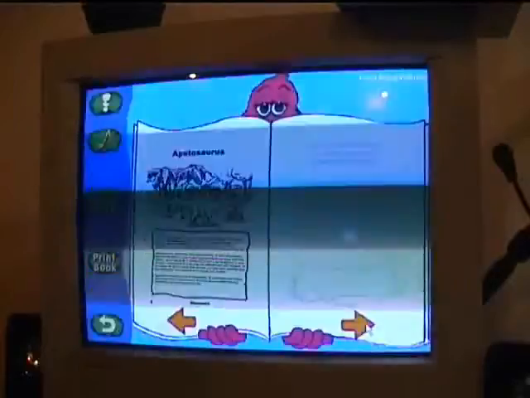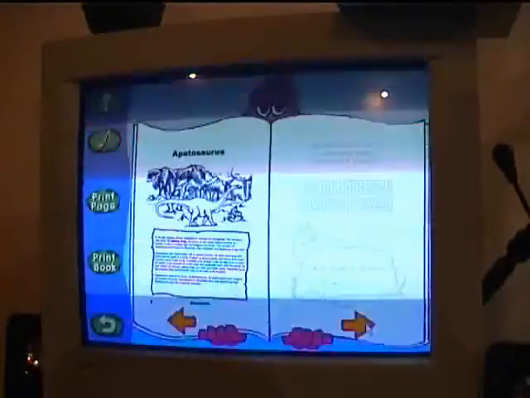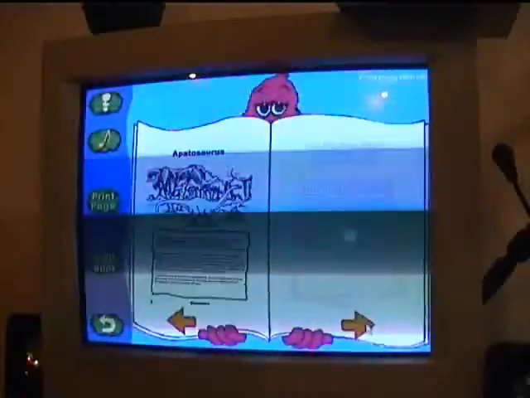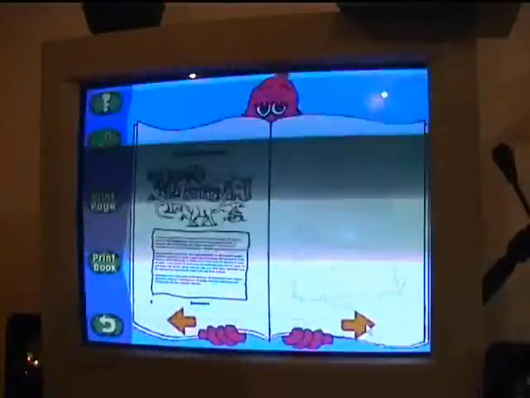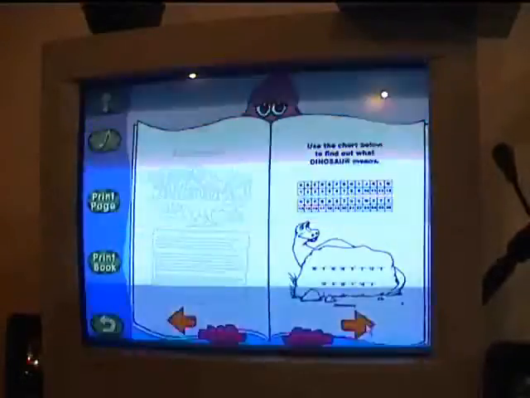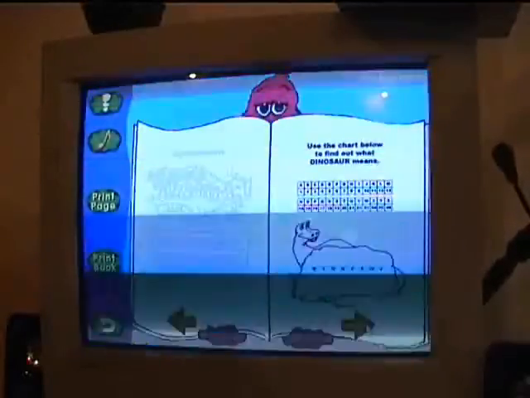Apatosaurus used to be known as Brontosaurus. Its fossil bones were mingled with another dinosaur, Camarasaurus. Scientists have now determined that Brontosaurus was not a separate dinosaur. Page 7. Use the chart below to find out what dinosaur means.